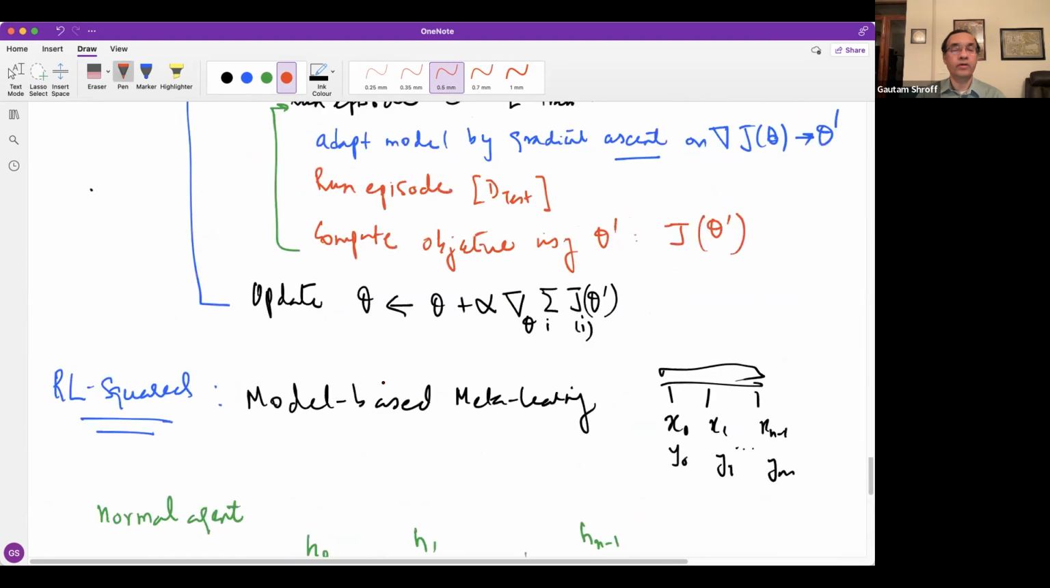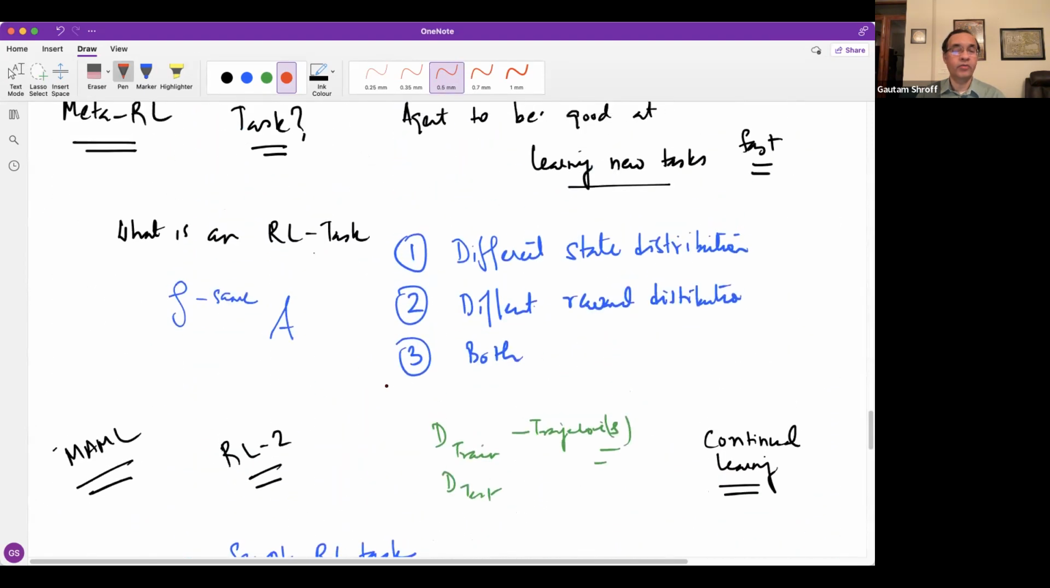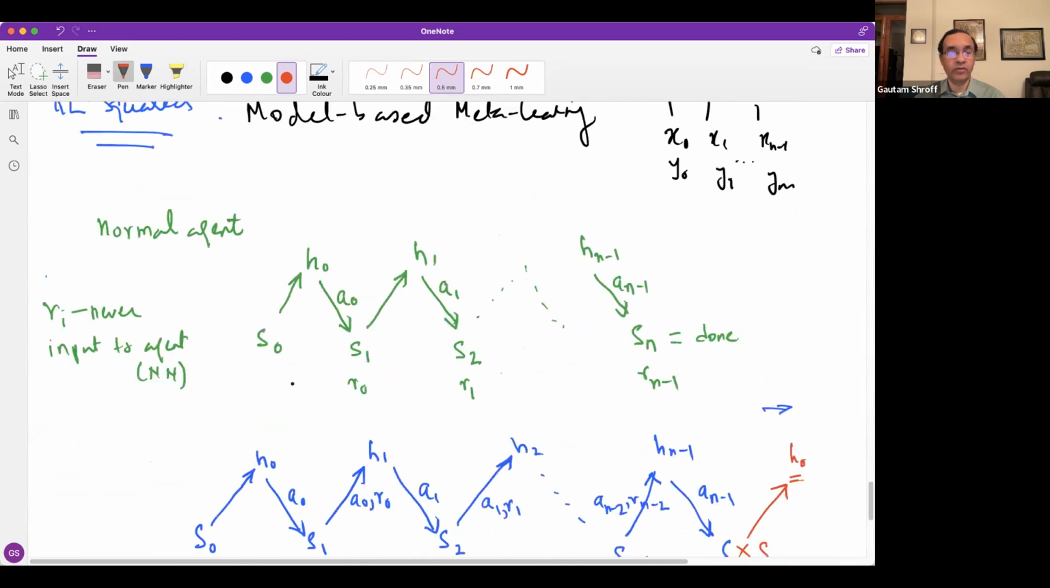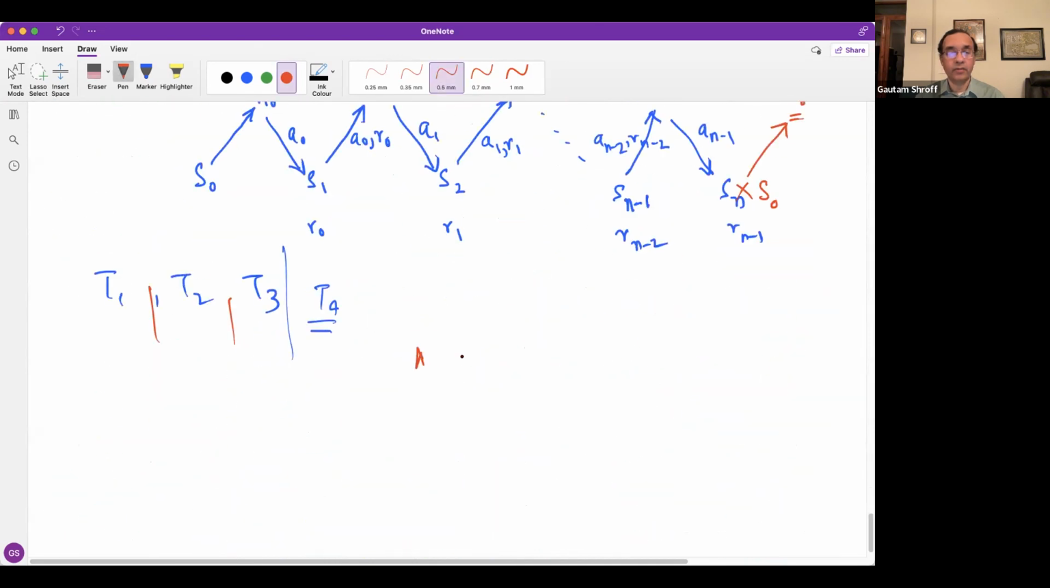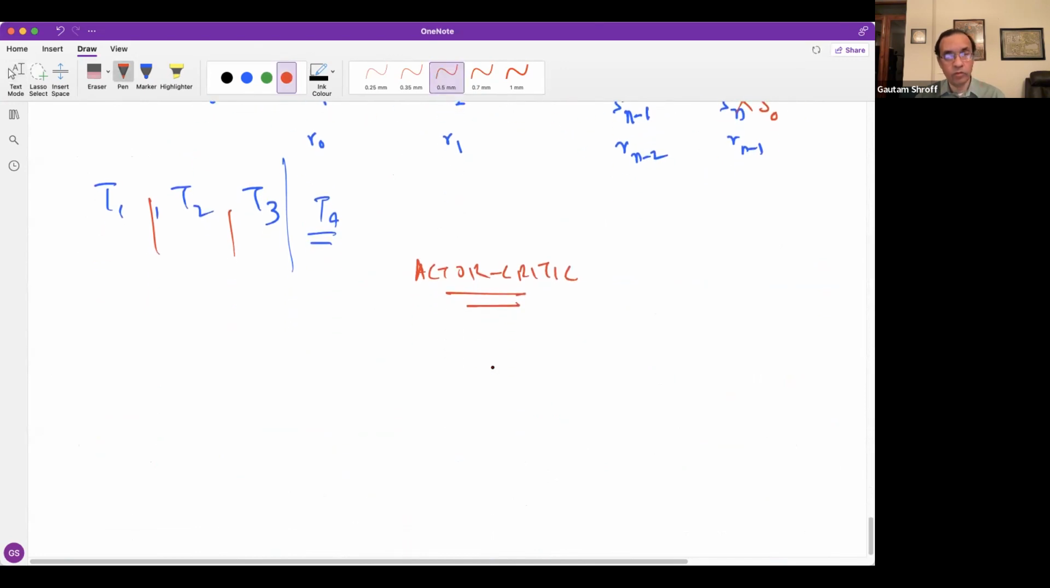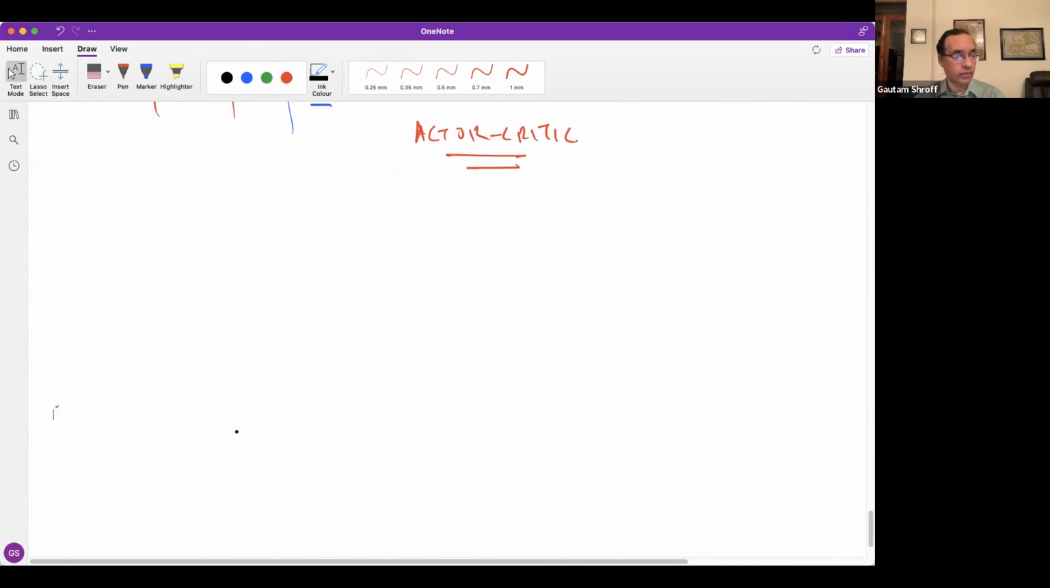Okay, now we're going to cover just very quickly, in a very hand-waving way, actor critic, which is the most commonly used reinforcement learning algorithm. The key is that, so let's just go through the algorithm. So typically you will sample. This is normal reinforcement learning, not meta reinforcement learning. This is normal reinforcement learning.